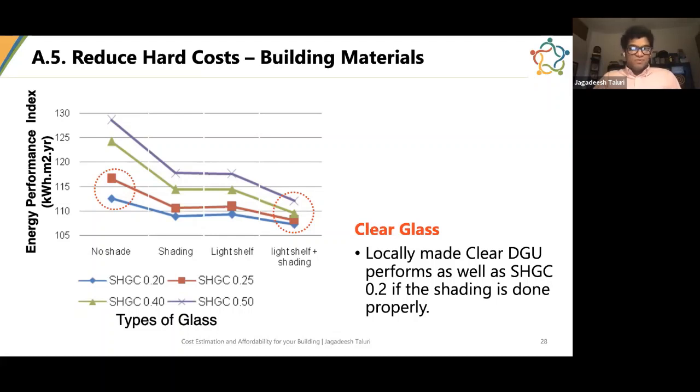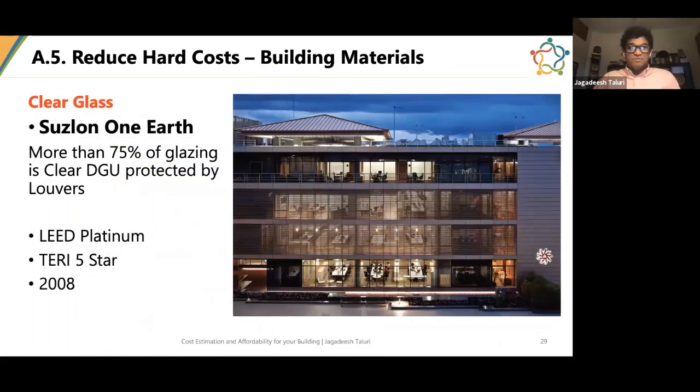If you think what I am saying is a theoretical exercise, let me show you Suzlon One Earth. This building was done by me back in 2005 to 2008. And this is a LEED Platinum building. It has got TERI 5-star, and it's almost 500,000 square feet. It's an office space for 2,500 people. And 75% of the glazing in this building is clear glass.